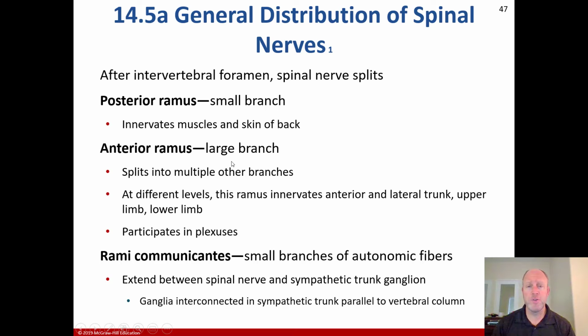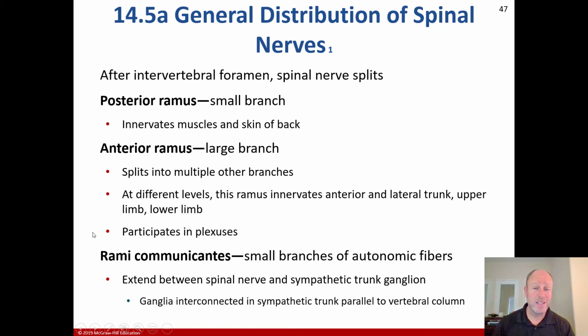So with the general distribution of the spinal nerves, after the intervertebral foramen, the spinal nerve splits. The posterior ramus is basically a small branch; it innervates the muscles and the skin of the back. The anterior ramus is a large branch. It splits into multiple other branches. At different levels, this ramus innervates the anterior and the lateral trunk, the upper limb, and the lower limb.